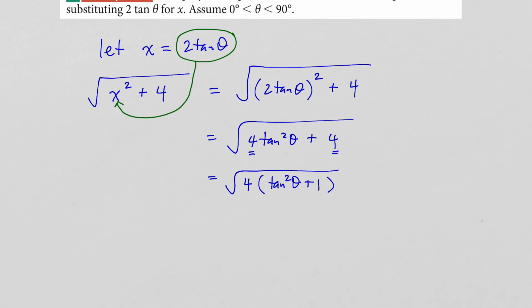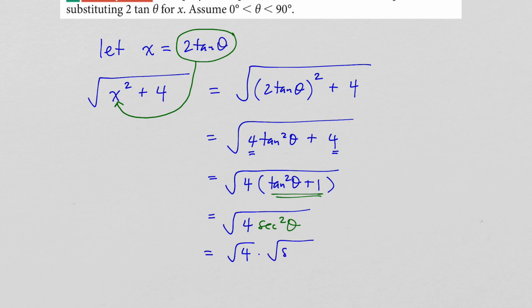And this is where the magic occurs. Tangent squared of theta plus 1 is secant squared of theta, right? That's an identity. So we can replace tangent squared of theta plus 1 with secant squared of theta. And then finally now we can rewrite this as the square root of 4 times the square root of secant squared. Because when you have a radical, as long as the things are being multiplied, you can separate the radical like we've done here.